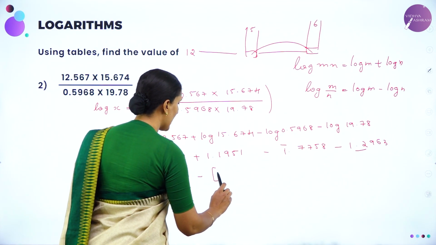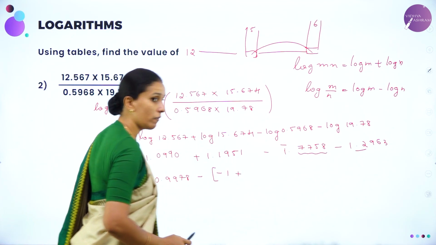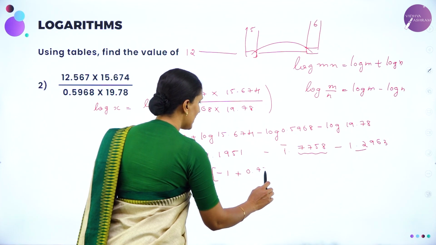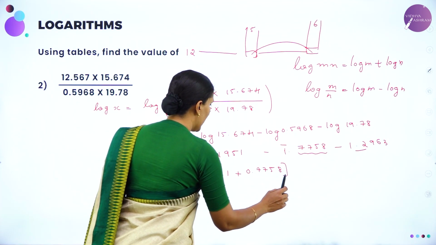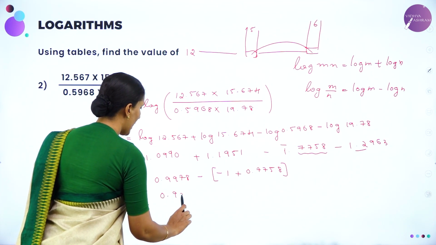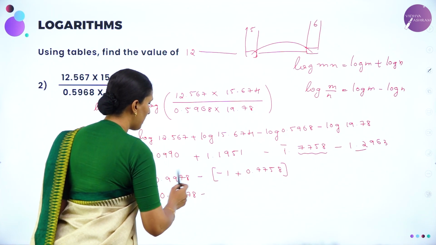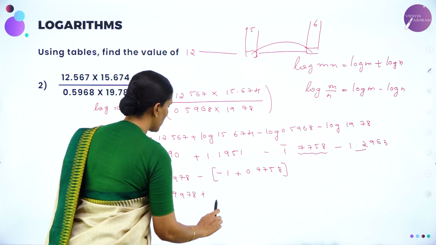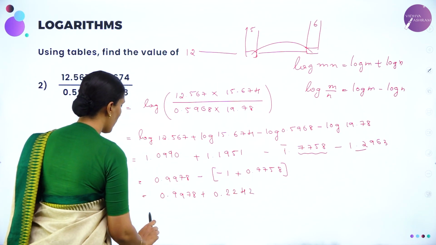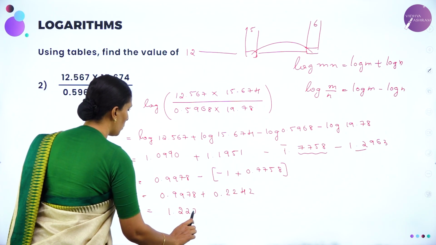We always write this as minus 1 plus. I told you your mantissa part is always positive. So, you have to write this as plus 0.7758. Then evaluate this. You will get the value as 0.9978. Since you get negative value inside, multiplied by minus, you will get it as positive. So, the value is 0.2242. Now, once you add these two numbers, you will get the value as 1.222.